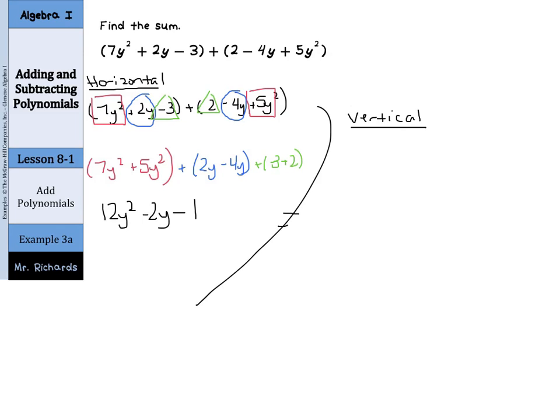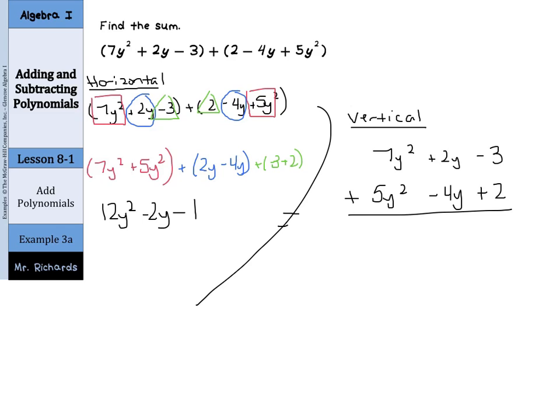What you're going to do is write the first one out, 7y squared plus 2y minus 3, and we're adding. And now the key here is you need to line up the terms. So 7y squared will line up with 5y squared minus 4y plus 2. Notice how the terms are lined up by degree.